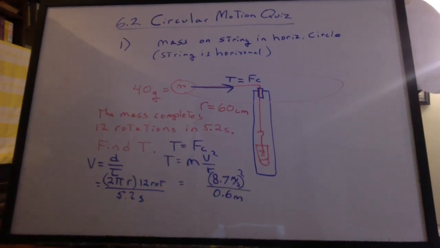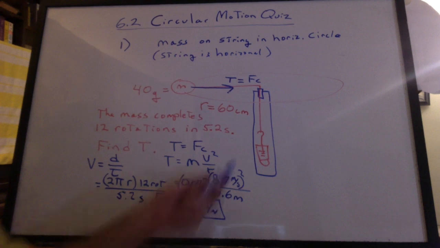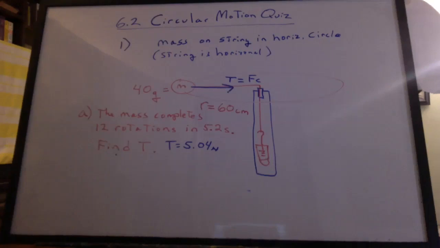R is 0.6 meters. The mass is 0.04 kilograms. And we get 5.04 newtons. That would be about the maximum on the green spring scale that we used. So here we have an answer for part A.